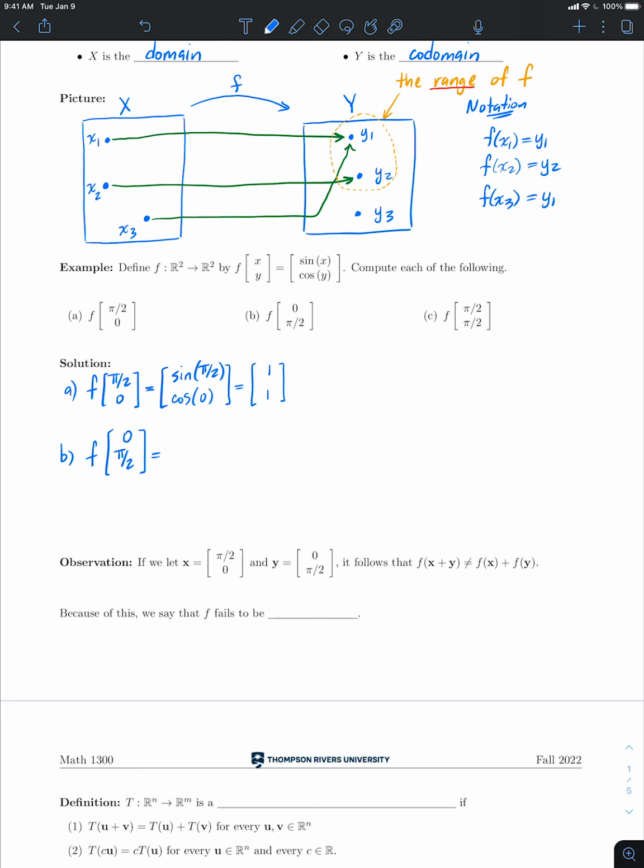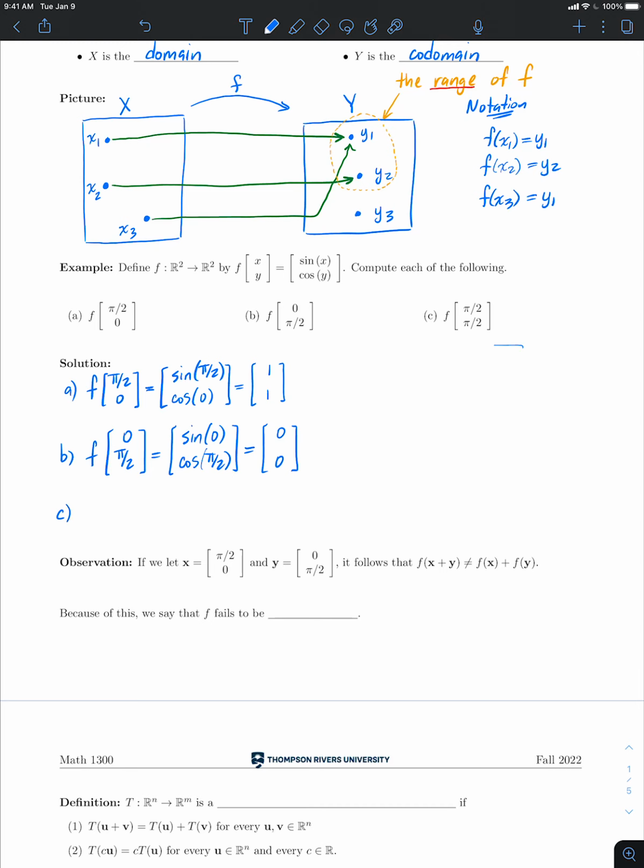So what's f going to do? Well, same thing. It's going to apply sine to the first coordinate, and it's going to apply cosine to the second coordinate. Okay? Well, sine of 0 is just 0, and cosine of pi over 2 is also 0. So you end up getting the 0 vector. Okay, and then what about in part C here?